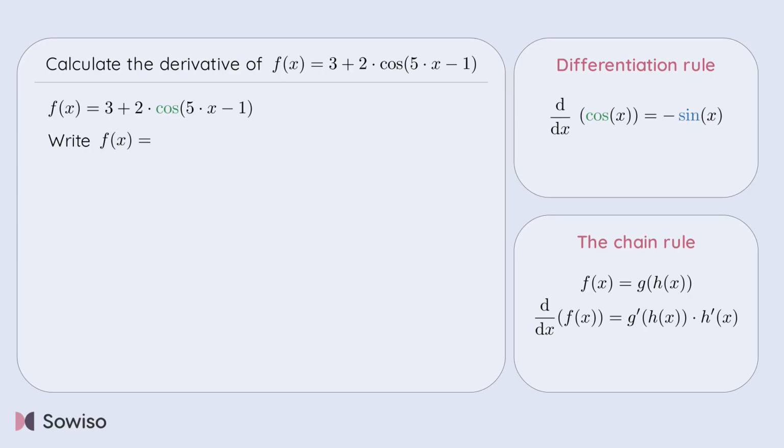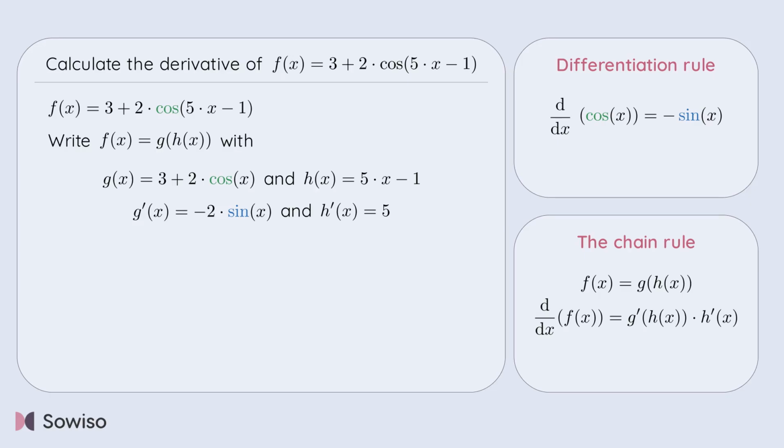In our case, g(x) is equal to 3 + 2 cos(x), and h(x) is equal to 5x - 1. We calculate their derivatives, which are g'(x) = -2 sin(x), and h'(x) = 5. We use them to calculate the derivative of f(x), obtaining -2 sin(5x - 1), all multiplied by 5.